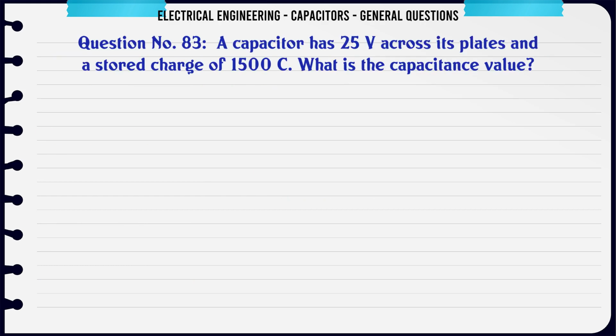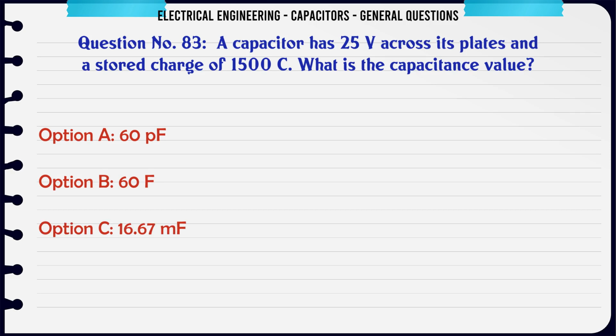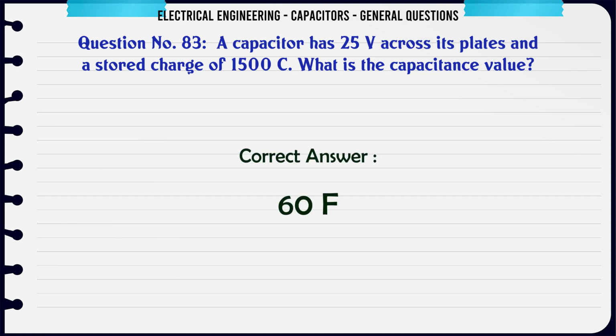A capacitor has 25 V across its plates and a stored charge of 1500 C. What is the capacitance value? A. 60 pF, B. 60 farad, C. 16.67 mF, D. 37.5 mF. The correct answer is 60 farad.